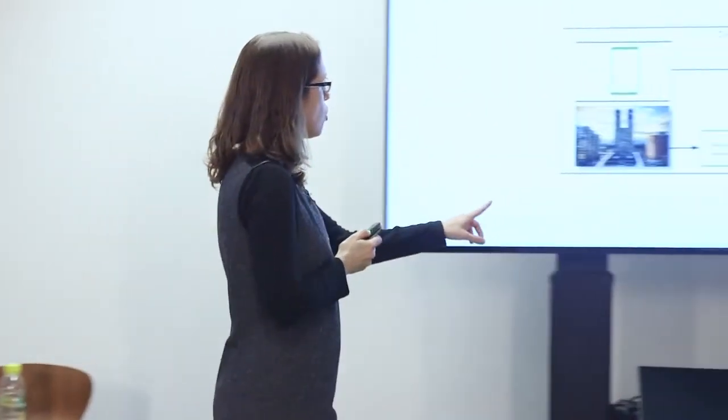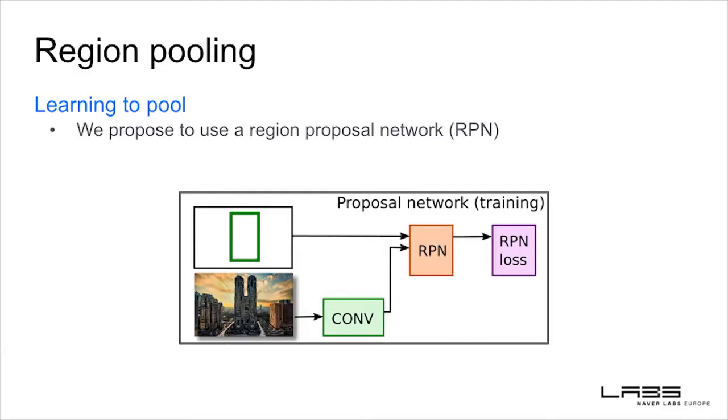a region proposal network. So we have our image, we know where the landmark is supposed to be, and we have this region proposal network that learns where to pool regions. And then we have this second loss that is really focusing on how to extract the regions.